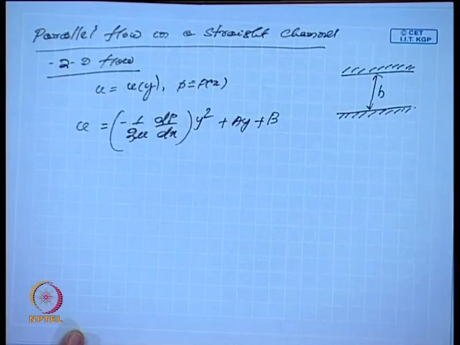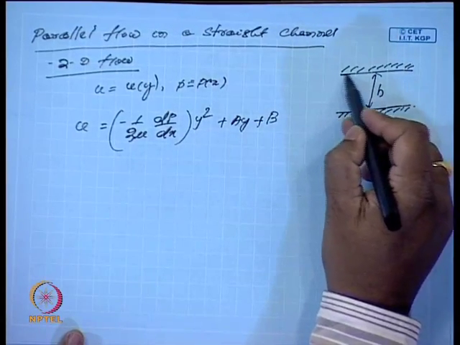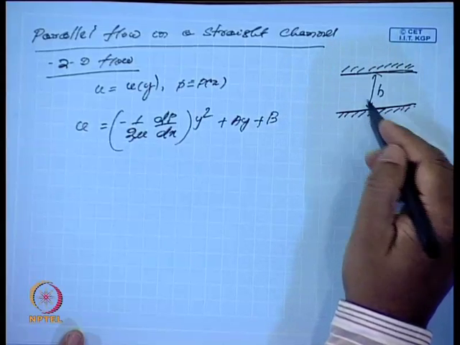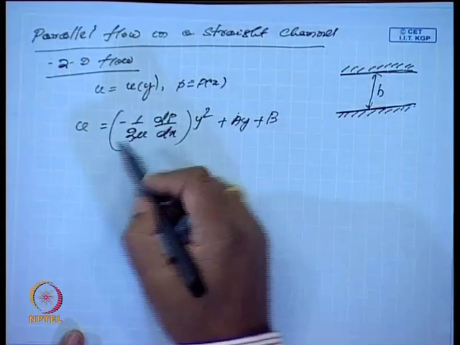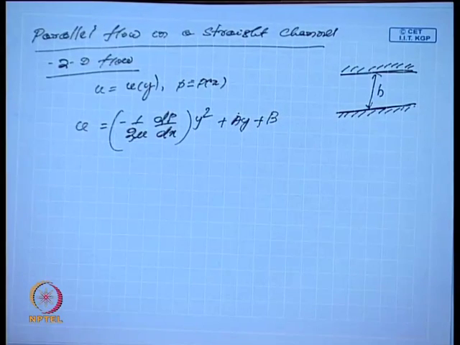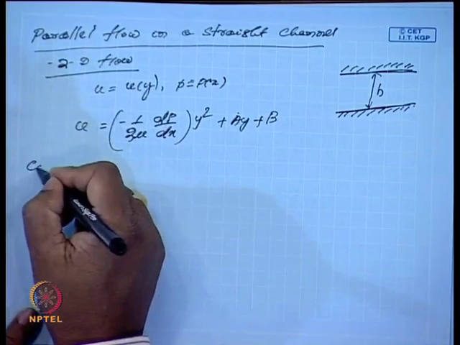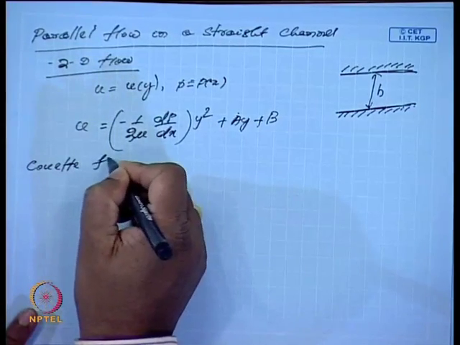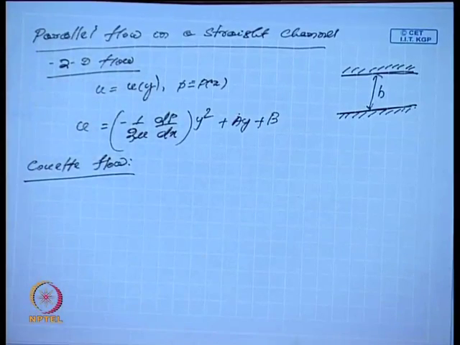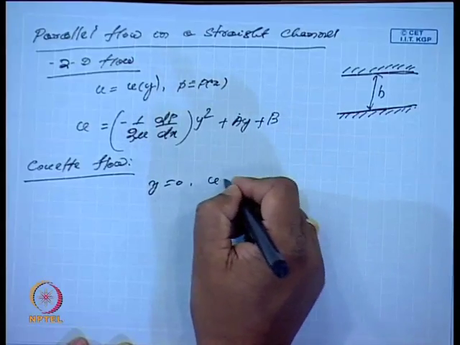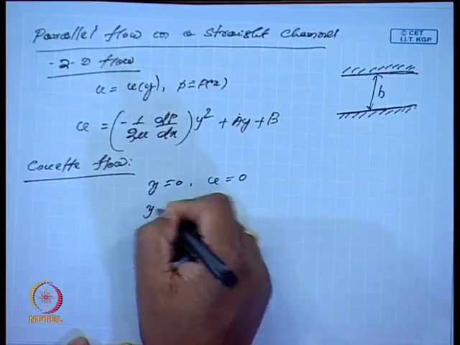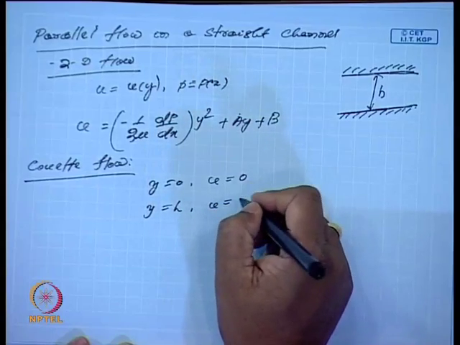This is the general flow, and here, for the wall boundary condition, there are two plates forming the sides of the channel, and on these we have to prescribe the boundary conditions. Once we know A and B, then we can know exactly what the flow distribution is. Now, the simplest of these parallel flows is the Couette flow, and in the case of a Couette flow, at y equal to 0, u is equal to 0, and at y equal to h, u is equal to u infinity.